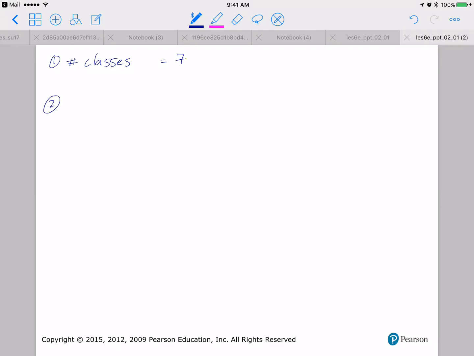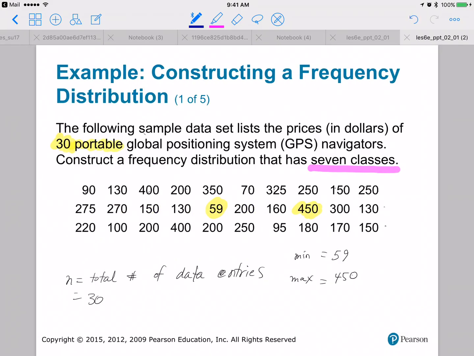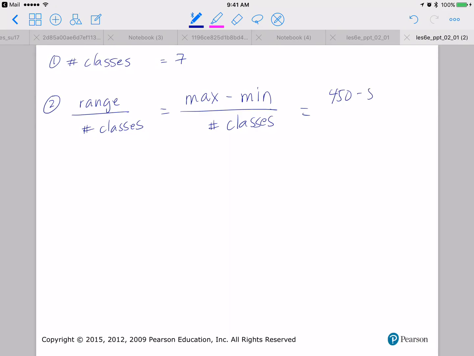Okay. Now, the second step is to find the class width. So to find the class width, remember, we need the range. So we need range over number of classes. That's the first thing we do. Now our range is going to be max minus min, over number of classes. Now we said our max was 450 and our min was 59. So 450 minus 59, divided by 7. And what do we have? So 450 minus 59 divided by 7. That'll give us, 450 minus 59 should give us, let's see.